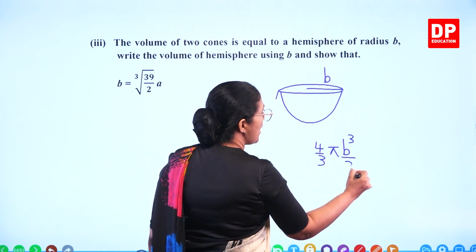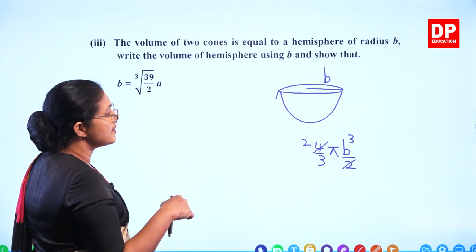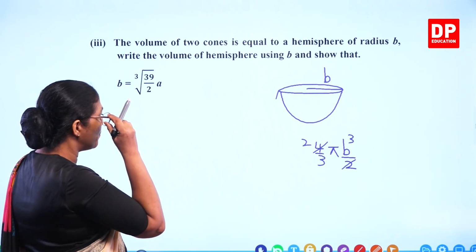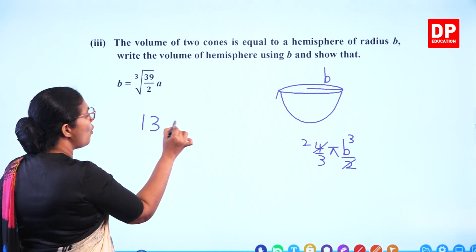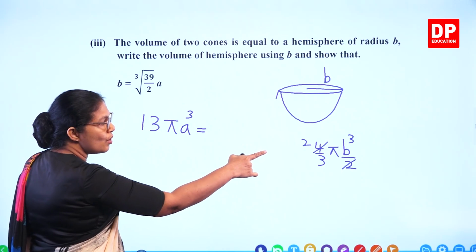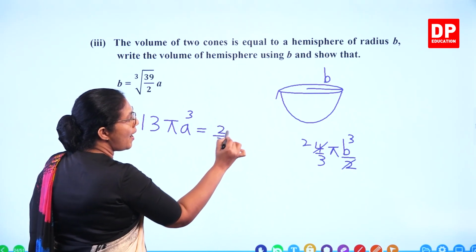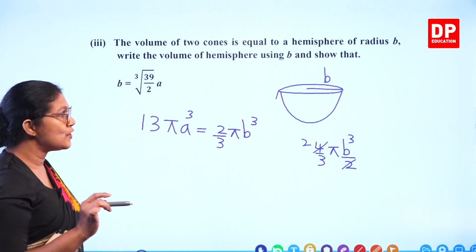So divide this by 2. You get 2/3 pi B cube. So we can equate. What's the total volume we found before? 13 pi A cube. That's equal to 2/3 of pi B cube. That's the volume of a hemisphere.